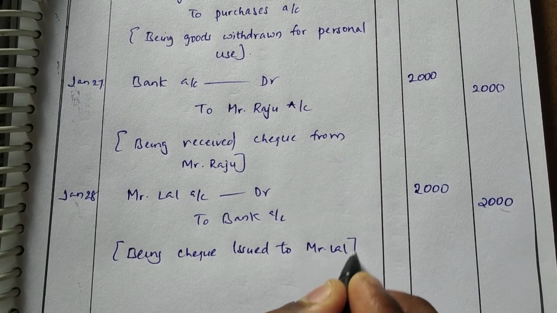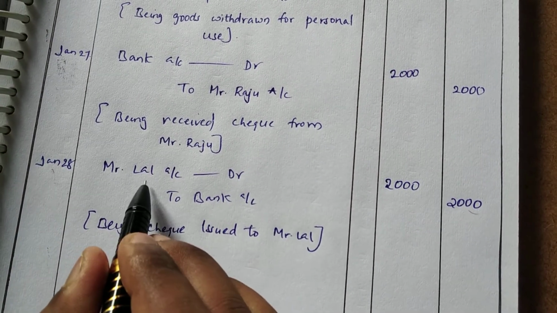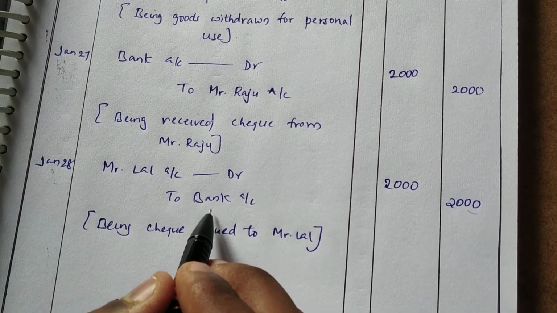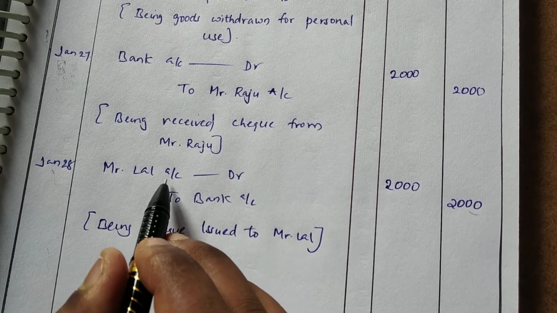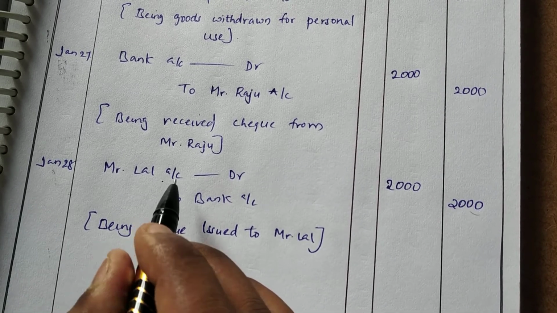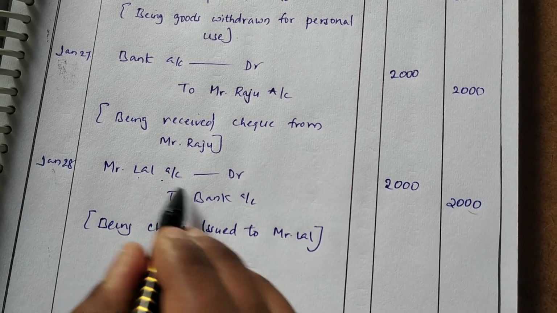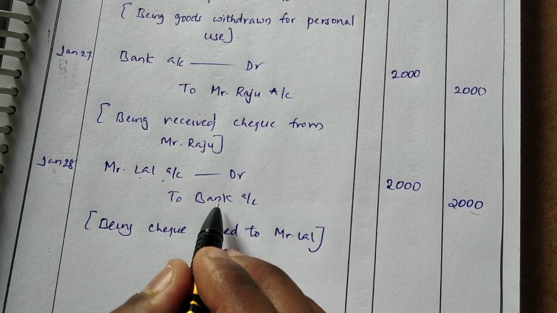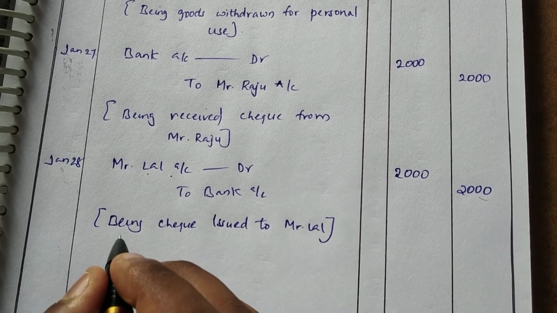I hope you understood, right? Since Mr. Lal is a personal account and bank is also a personal account, we issued a check to Mr. Lal. Here Mr. Lal is a receiver. So as per the rule of the personal account, we have to debit the receiver and credit the giver. Since Mr. Lal is a receiver, we are debiting Mr. Lal, and our bank account is a giver. We are crediting the bank account. I hope you all clearly understood.